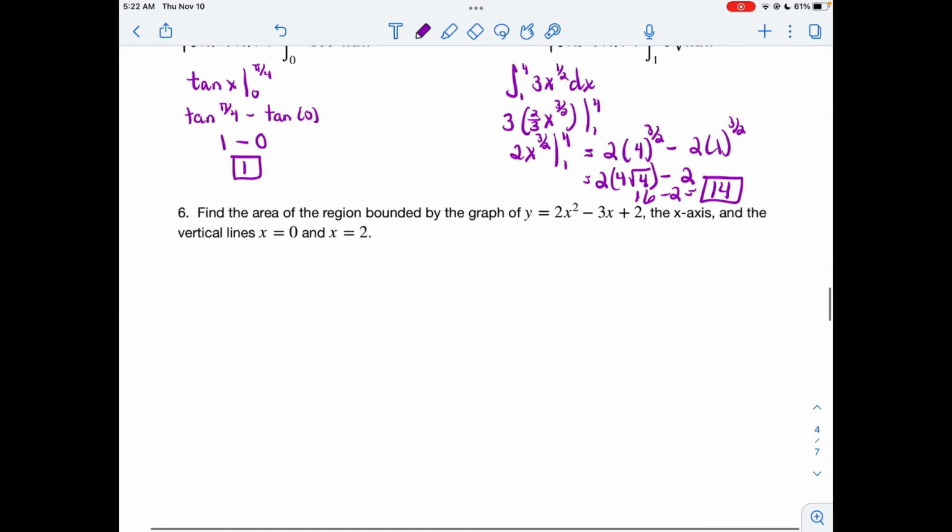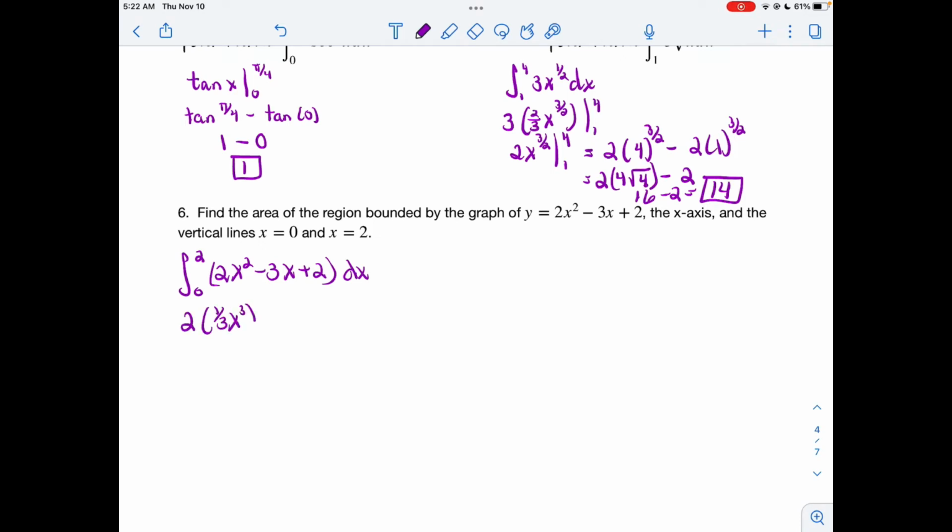Okay, we're going to find the area of the region bounded by the graph of y equals 2x squared minus 3x plus 2, the x-axis, and vertical lines 0 and 2. So the calculus notation for that entire sentence is simply the integral from 0 to 2 of 2x squared minus 3x plus 2 dx. So that's what we want to figure out. So we have to translate that into calculus notation, and then we're just going to do the process using the Fundamental Theorem of Calculus.